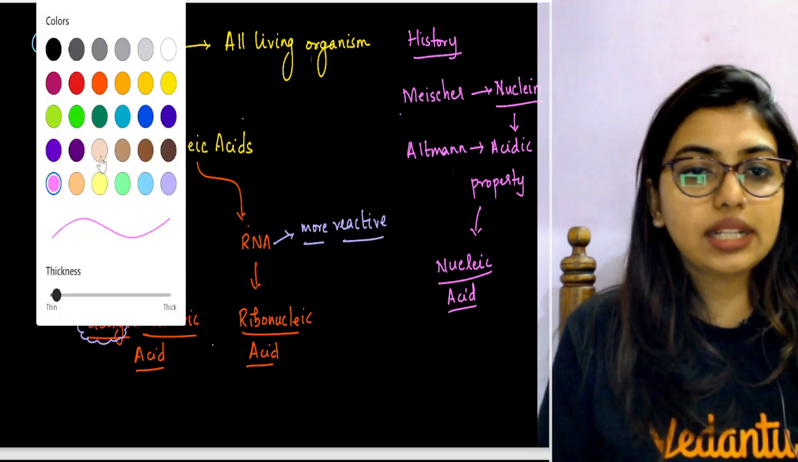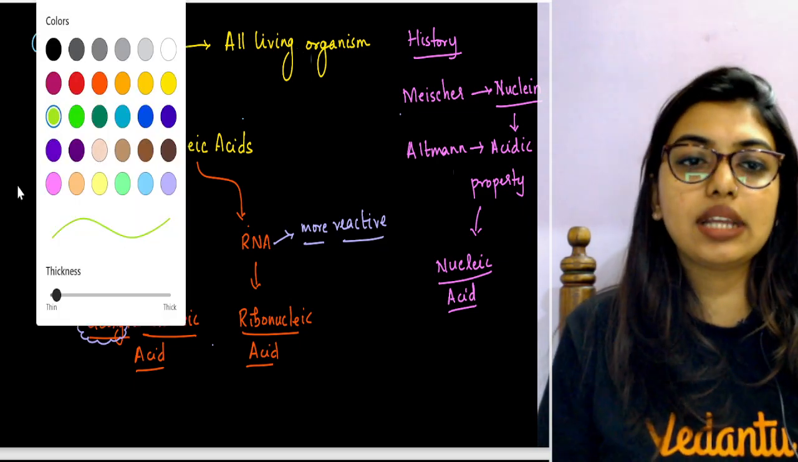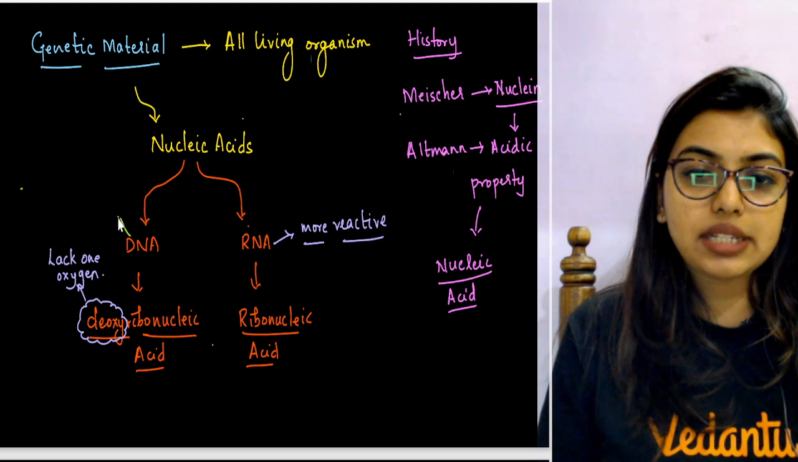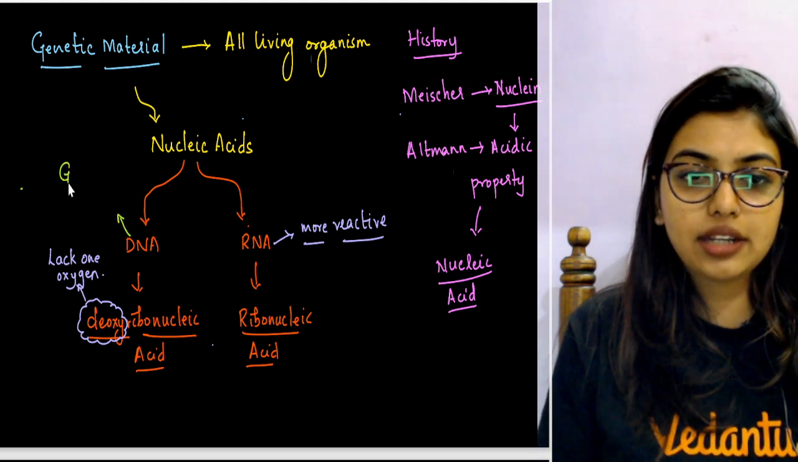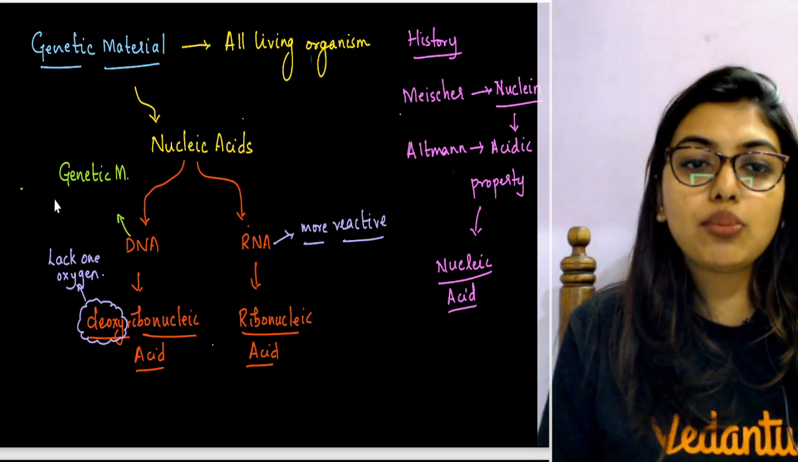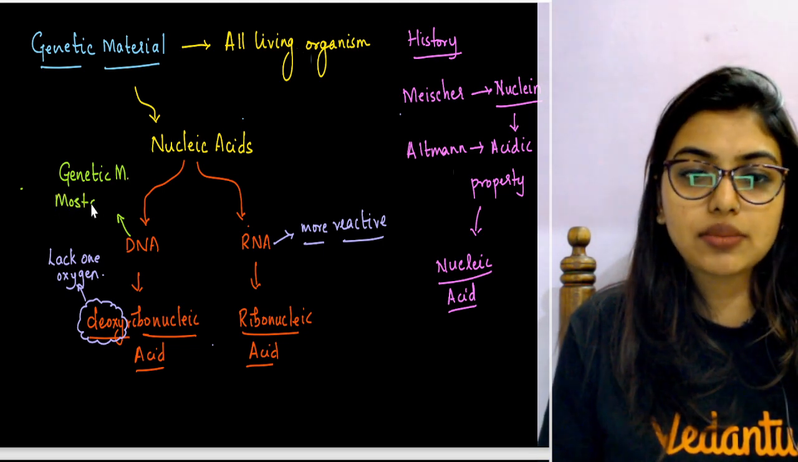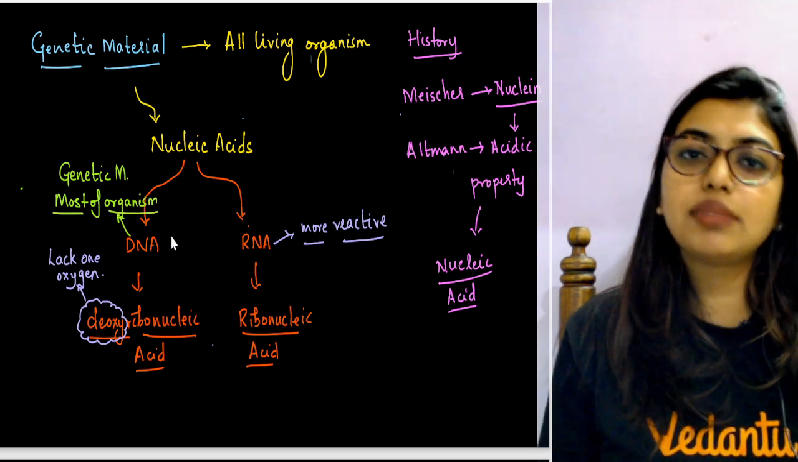Now, one more thing that they definitely mention in the chapter is that DNA is a genetic material. DNA is a genetic material for whom? For most of the living organisms. Most of the organisms, your DNA is the genetic material. Got it?